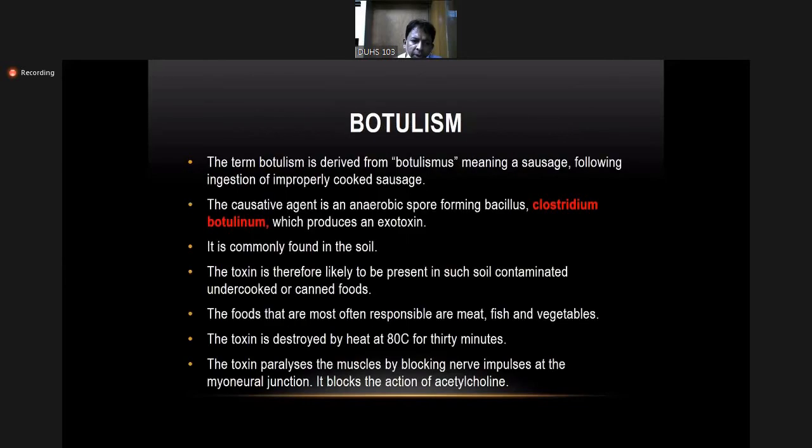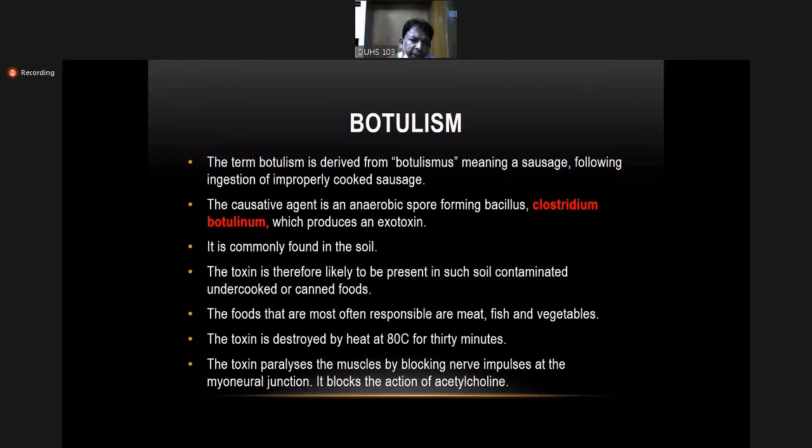Now the botulism toxicity, the third and last type of food poisoning. The term botulism is derived from botulus, meaning sausage, following the ingestion of improperly cooked sausage. So this is derived from this particular term.